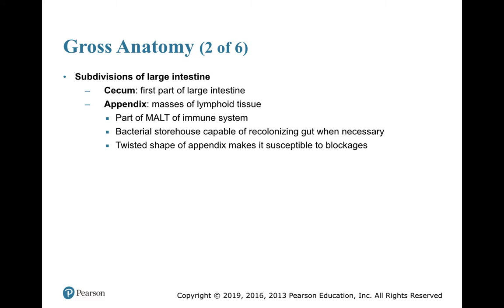The large intestine is divided into the cecum, which is the first part. Coming off that first part is the appendix, which is a mass of lymphoid tissue, part of the mucosal-associated lymphoid tissue of the immune system. It is a bacterial storehouse that is capable of recolonizing the gut when that becomes necessary. Unfortunately, that twisted shape of the appendix makes it susceptible to blockages. You may have heard at some point the appendix was not needed, and it is not needed, but it's not just a vestigial organ. It does have a purpose.